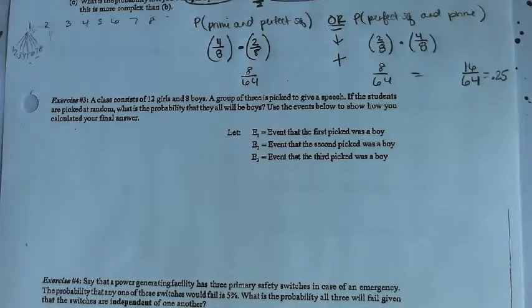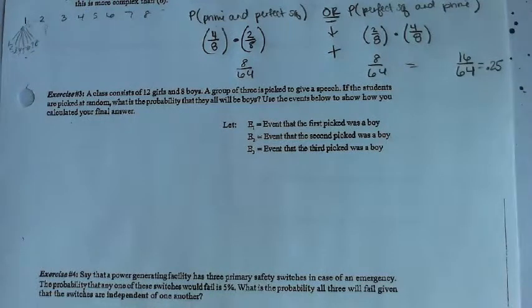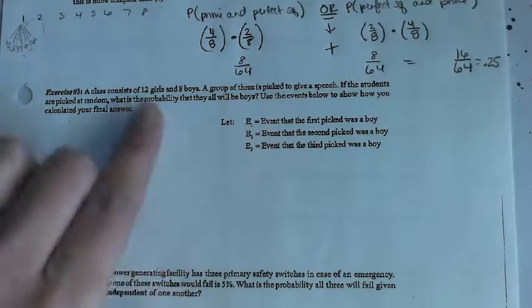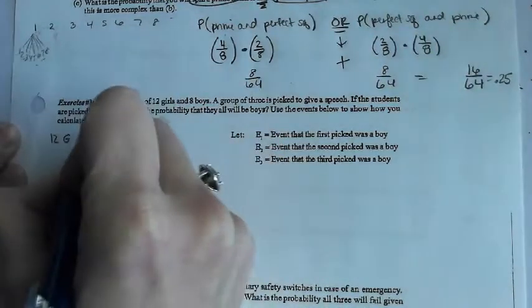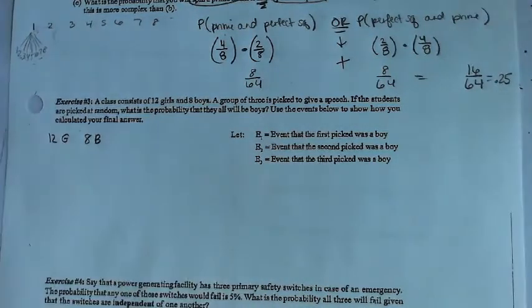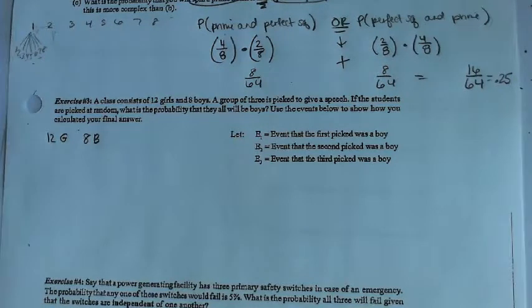Exercise 3 looks like it has 3 events. A class consists of 12 girls and 8 boys. So I don't know about you, but I like to kind of pull out the significant information from the paragraph. A group of 3 is picked to give a speech. If the students are picked at random, what is the probability that they will all be boys? Use the events below to show how you calculated your final answer.